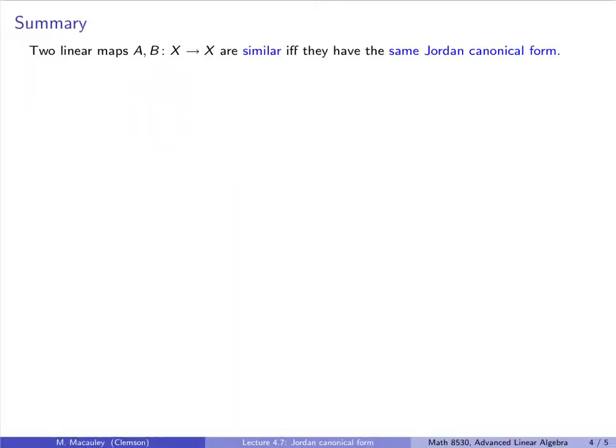We proved in the previous lecture that two linear maps, A and B, are similar if and only if they have the same Jordan canonical form. When I say they have the same, what I really mean is there is some way to order the generalized eigenvectors so they have the same Jordan canonical form. Because if you reorder things, you reshuffle those chains, you're going to get the same matrix, but you're just going to permute the Jordan blocks.